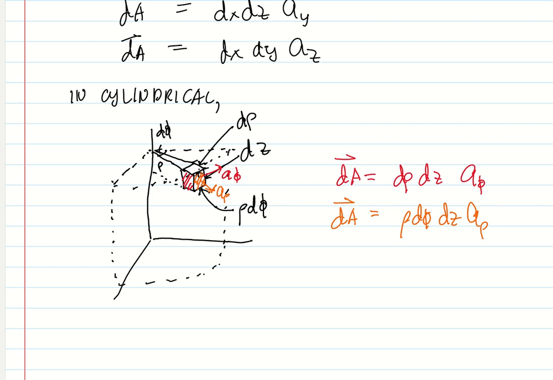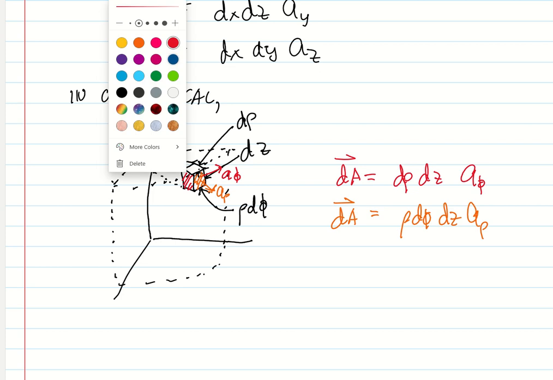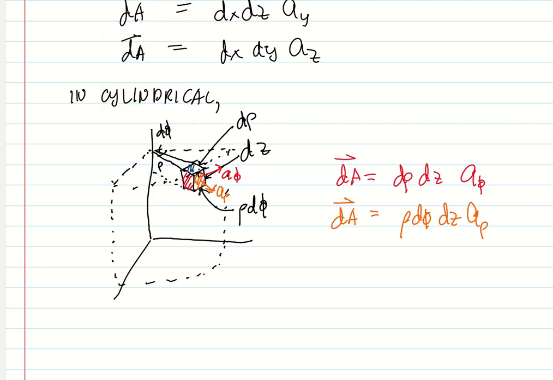And lastly, for the one that goes up, this area, the direction is in this direction. This is az. So dA, the vector form, will be equal to d rho and rho d phi, so rho d rho times d phi. This is in the z direction. So these are our differential areas in cylindrical.